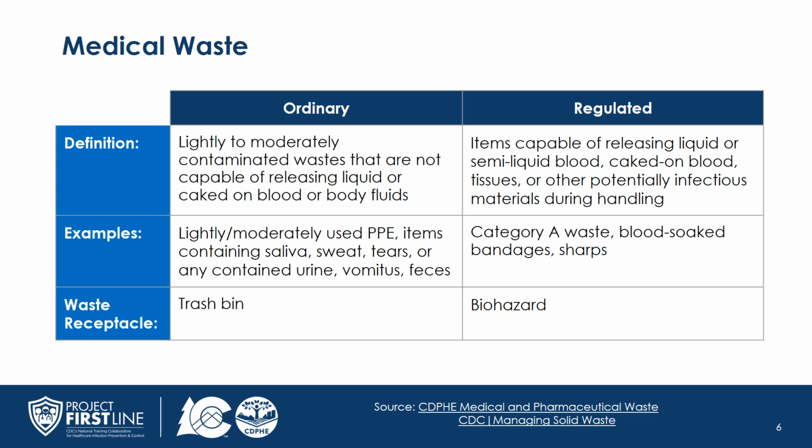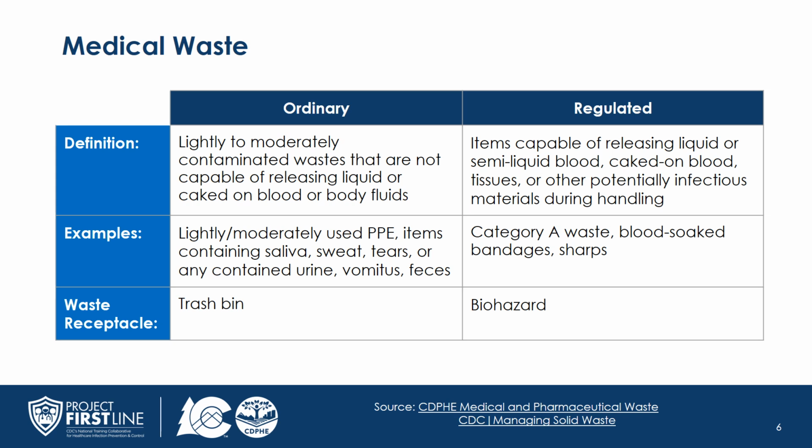Let's look at the first column, ordinary medical waste. Ordinary medical waste is defined as lightly to moderately contaminated wastes that are not capable of releasing liquid or caked-on blood or body fluids. This is to say that as long as the blood or body fluids are contained, then it's considered to be ordinary medical waste. Examples include lightly to moderately used personal protective equipment, items that contain saliva, sweat, tears, or any contained urine, vomitus, or feces. These items are to be disposed of in a trash bin.